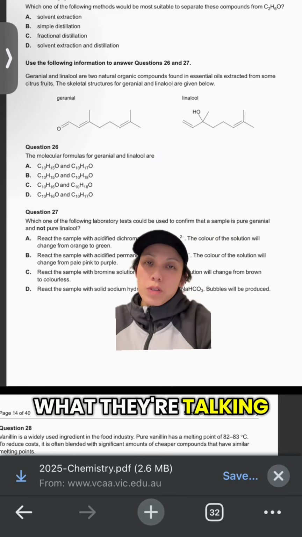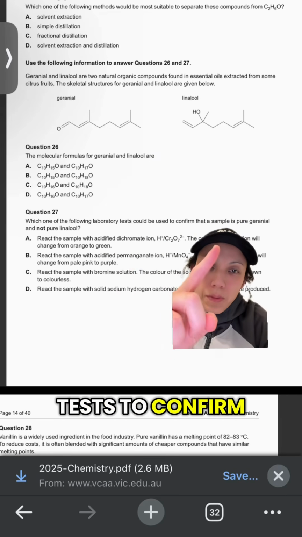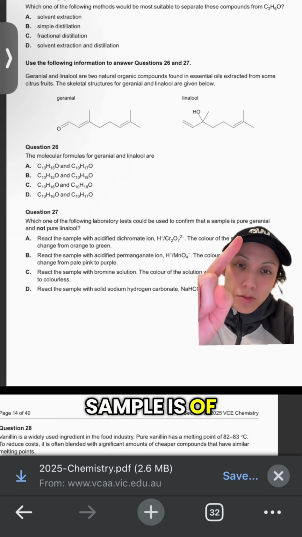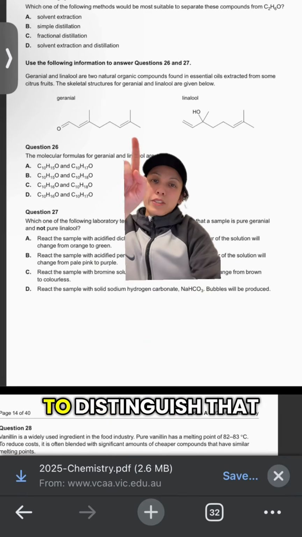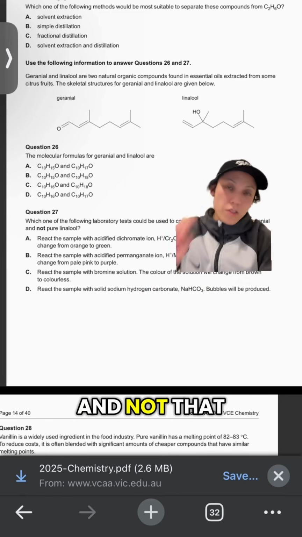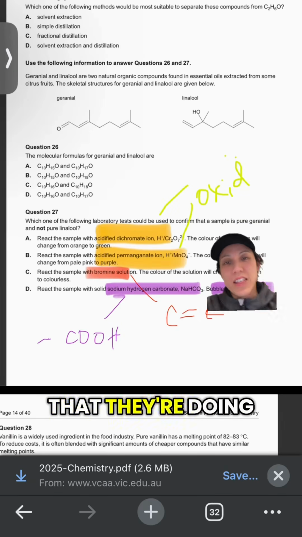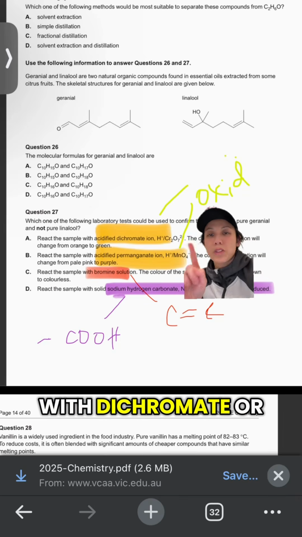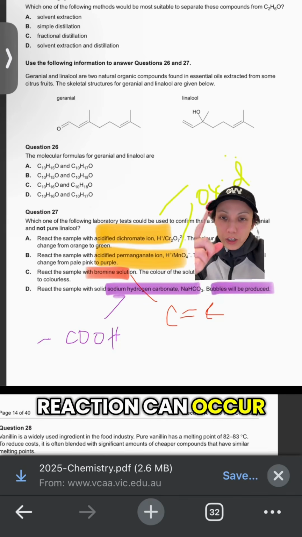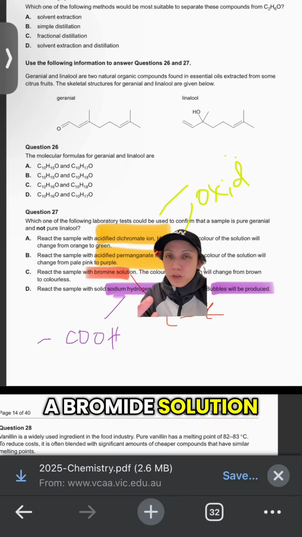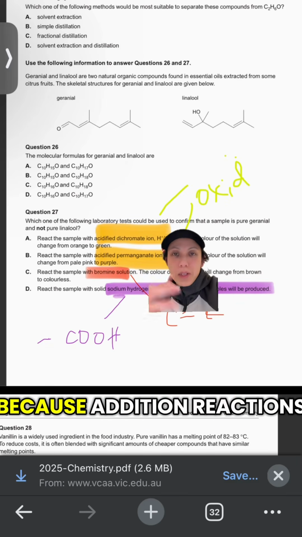Now, what they're talking about is lab tests to confirm that the pure sample is of geraniol versus linalool. So being able to distinguish that it's this molecule and not that molecule. If you look at the tests that they're doing, if you're using anything to do with dichromate or permanganate, that's trying to test whether or not an oxidation reaction can occur. If you're using a bromine solution, seeing if there's a double bond because of addition reactions.